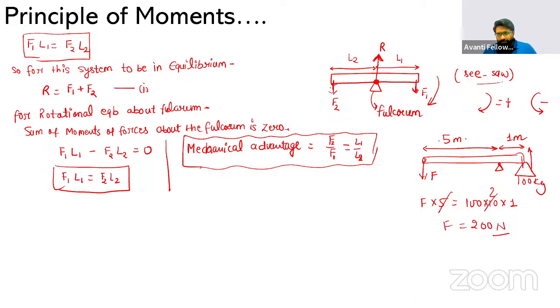Okay. But suppose I have increased it to 50 meters. What will happen? F into 50 equals 100 into 10, multiplied by 1. So only 20 Newton force you need to apply in that case, when the distance is increased to 50 meters. So the more the distance, the less force you need to apply to lift the system.